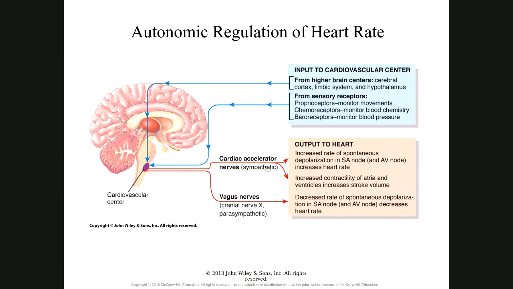If our cardioacceleratory center increases its function, both the heart rate and the power of contraction increase. So both heart rate and the stroke volume go up and our cardiac output increases. But if our cardioinhibitory center becomes stimulated, which is the stimulation of parasympathetic fibers, only our heart rate decreases. The parasympathetic fibers cannot work on the power of contraction. So this is the autonomic regulation of our heart rate.